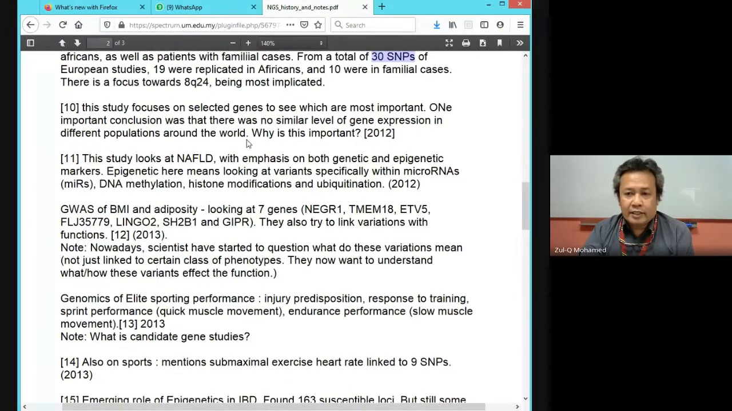Paper 10 focuses on selected genes to see which. So again, this is a candidate gene basis. That means you have a group of genes, and then you pinpoint that. One important conclusion was that there was no similar level of gene expression in different populations. Why is this important? It highlights the fact that if you do this kind of study, you need to define your population. You also need to look at the factors that are playing in that particular population.